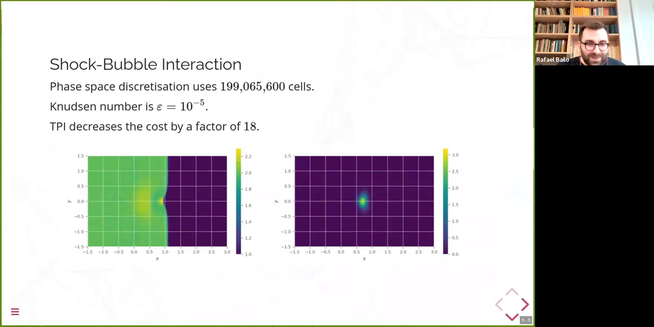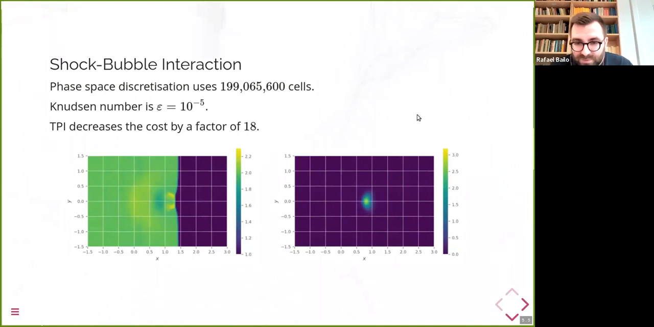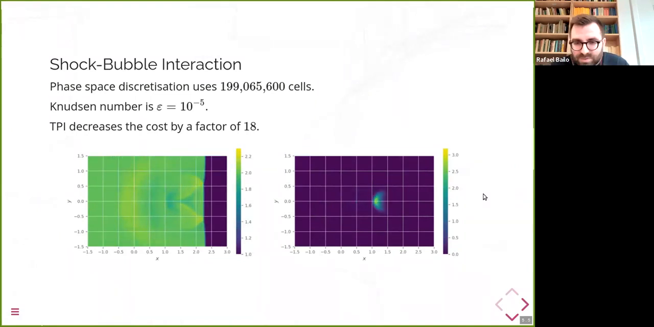It's the silliest one, but I really like it. It's a shock bubble interaction. So you have on the left a light gas, which is just a hyperbolic shock configuration. And then on the right, you have a bubble of a gas. So it's an exponential bubble: the density of the right gas is 0 really quickly outside of an area, and then you have this little exponential bubble.